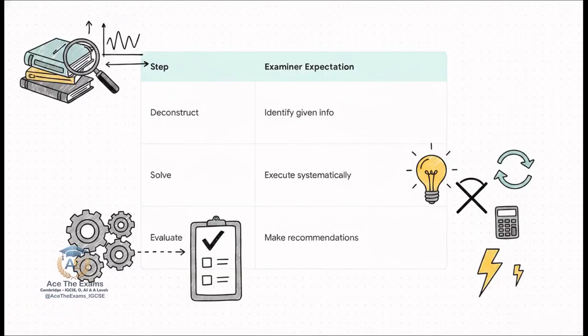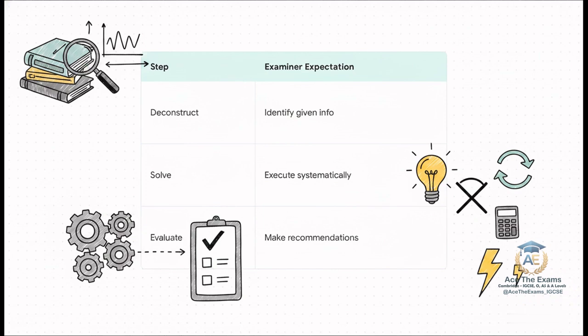I love this table. This deconstruct, solve, evaluate loop is essentially the ultimate screenshot-worthy cheat sheet for data interpretation skills. Under deconstruct, the explicit examiner expectation is that you are actively identifying given information from the texts and the tables. You are hunting for clues. Under solve, you are taking the problem, breaking it into logical steps, and executing it systematically. That's how we guarantee those method marks we talked about earlier.